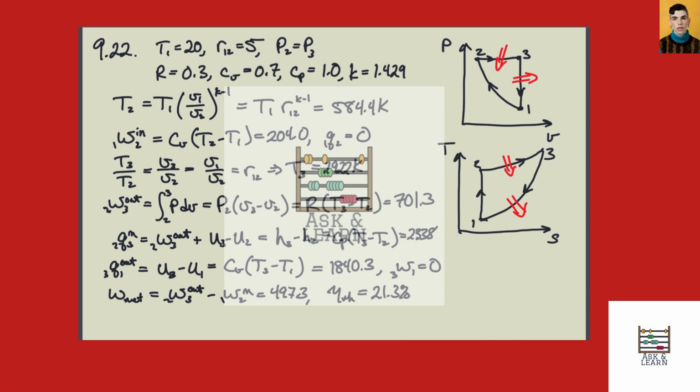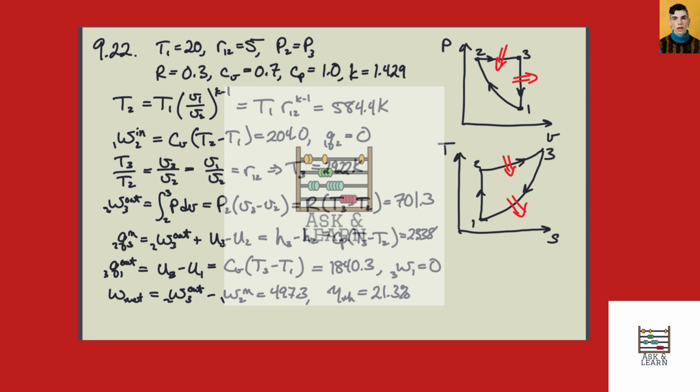And in doing that, we put some work into the system, and that work is given, for an ideal gas undergoing isentropic compression, by Cv times the change in temperature. In the end, that winds up being 204 kilojoules per kilogram. And we had no heat transfer during this first stage of the process.